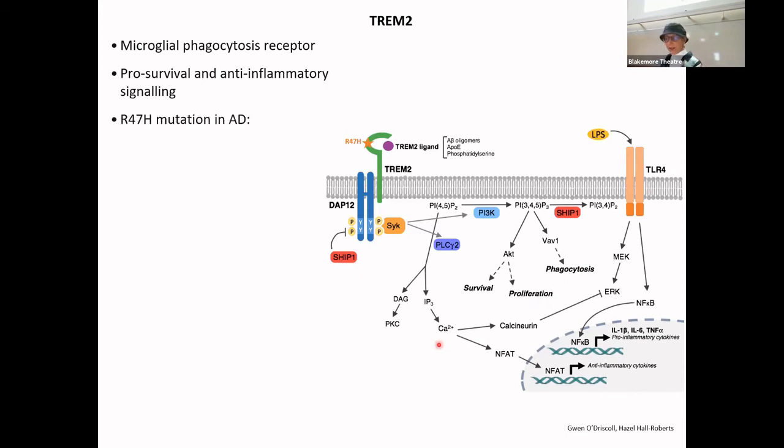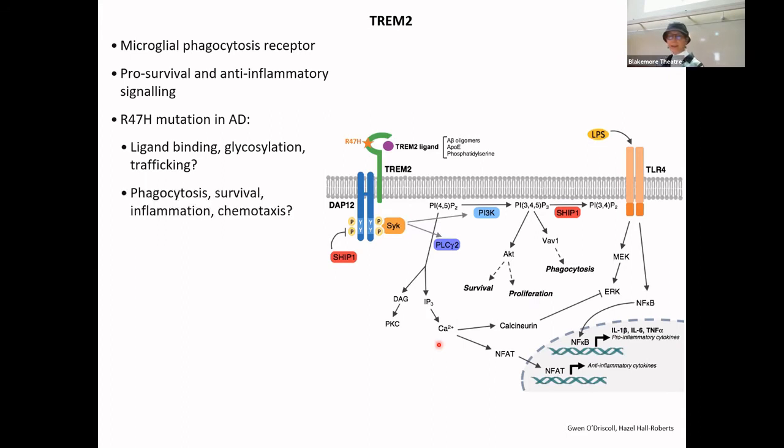The R47H mutation has been suggested to be implicated in ligand binding, glycosylation, trafficking, phagocytosis, survival, inflammation, chemotaxis, all of these things. But remember that I told you that the mouse model for TREM2 R47H was actually a null mutation, and so that sort of diverted the field down a cul-de-sac for a little bit. Now people have developed a humanized TREM2 mouse model on an AD background.